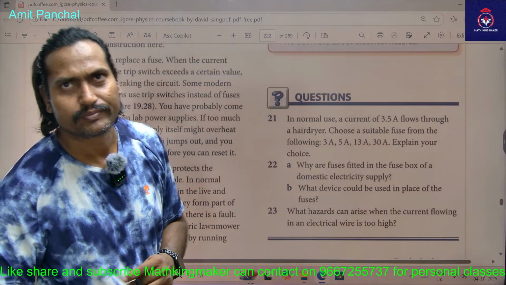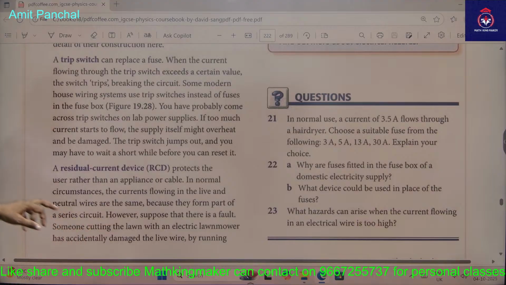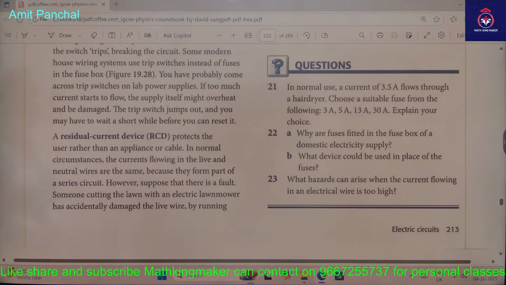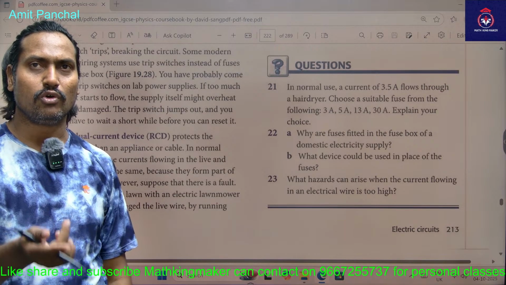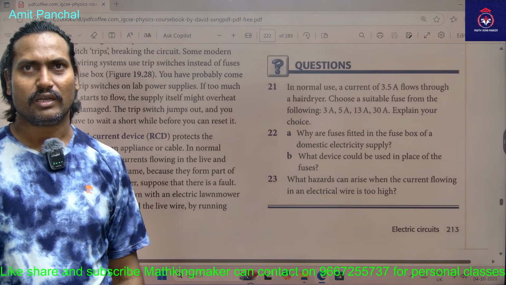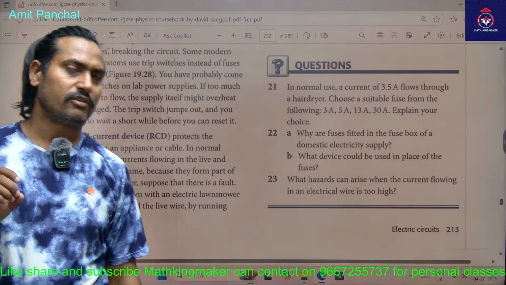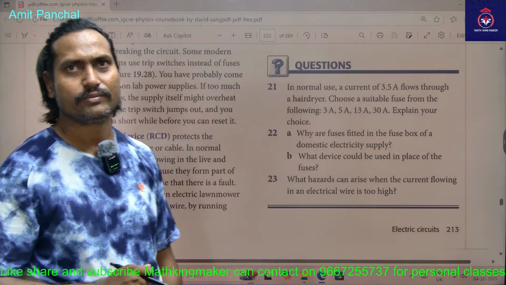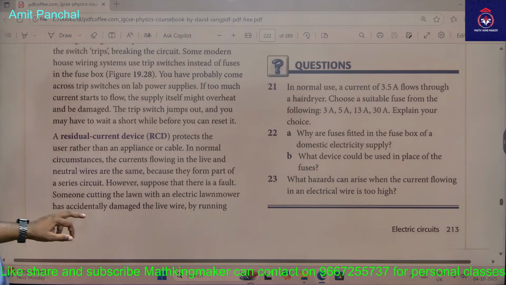If too much current starts to flow, the supply itself might overheat and be damaged. The trip switch jumps out and you may have to wait a short while before you can reset it. So that will be switched off. Again manually you have to go and switch it on. And you can check what appliance is making it trip. You can check it one by one.